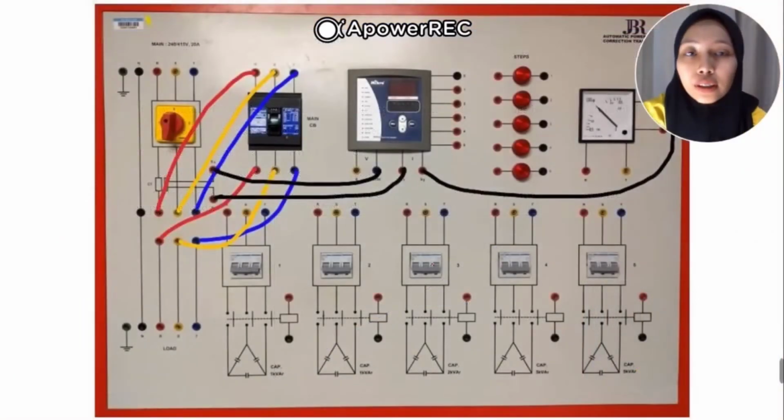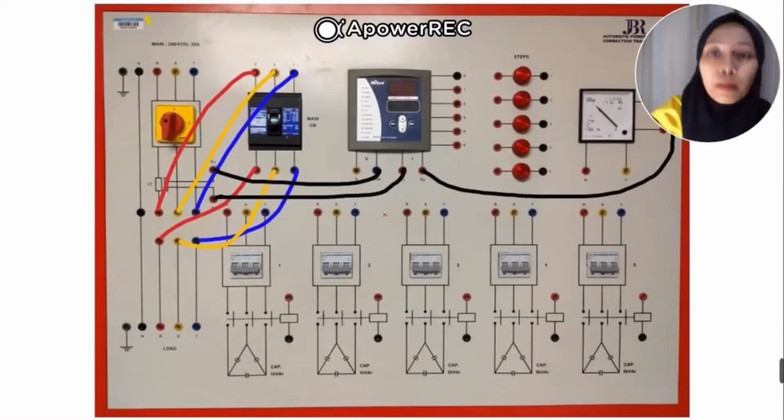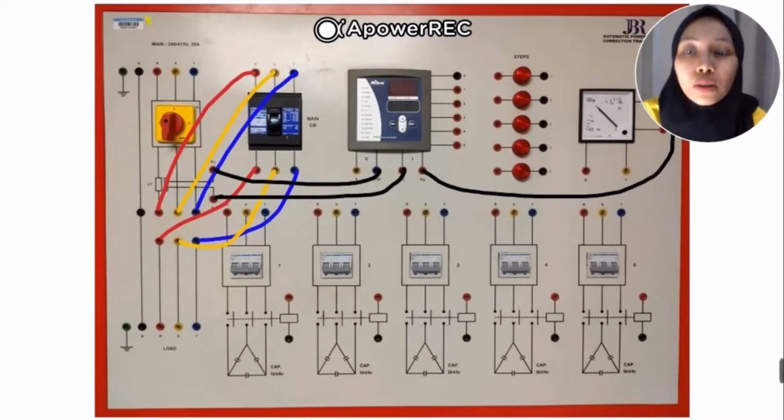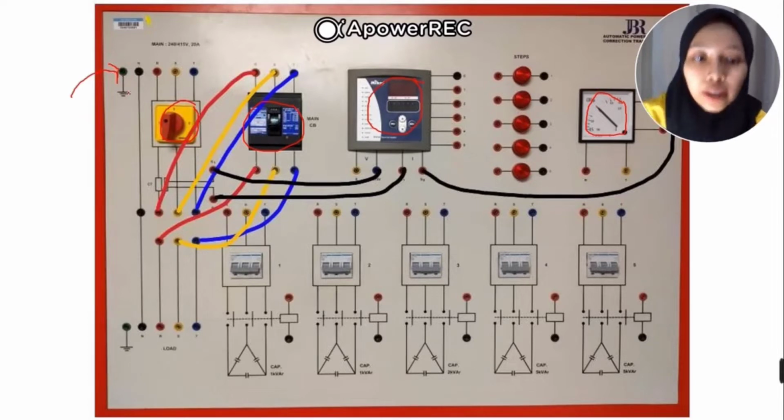This is the power factor correction unit, and this is the connection that we need to connect in the power factor correction unit. First of all, this is the switch, the circuit breaker, the measurement unit in digital, and the measurement unit in analog. First, we need to plug in the three-phase supply to the power factor correction unit, then switch the switch to number 1 so the current can flow.